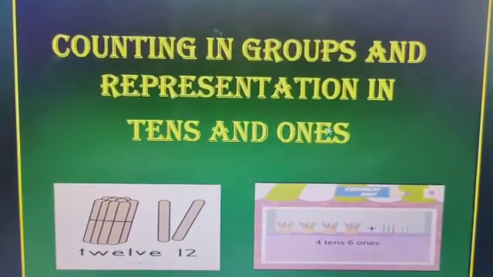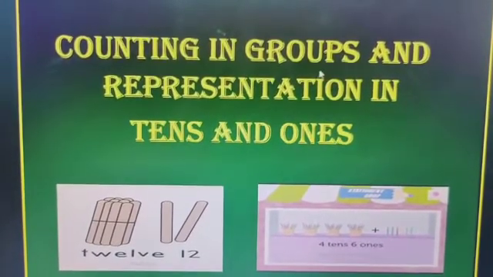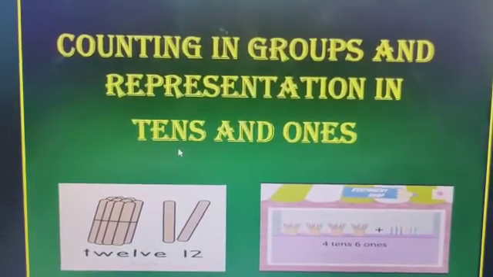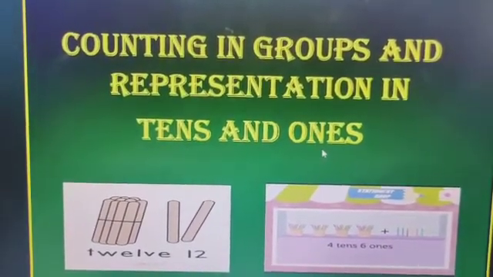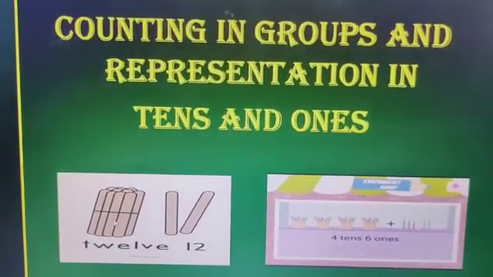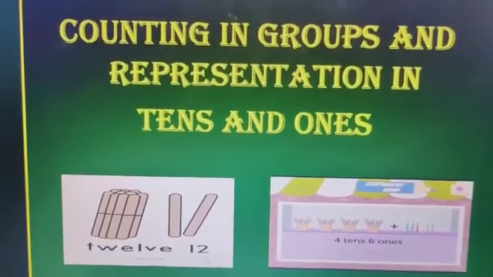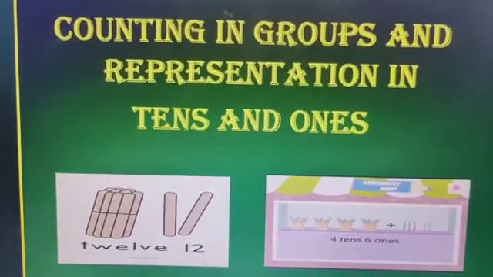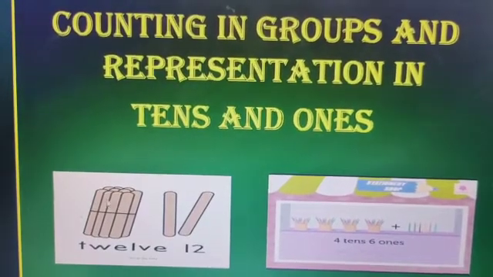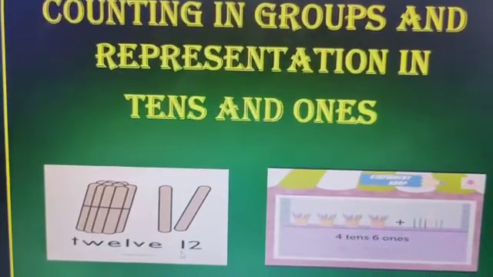We have already learned in our last chapter, tens and ones, how to count in groups and how to represent the place values of numbers given in tens and ones place. As you can see here, there are ice cream sticks. The number is 12, that is 1 to 12. Here 2 ones are there, so I have written 2 in ones place. And here is a bundle of 10 sticks, it is represented as 1 in the tens place.